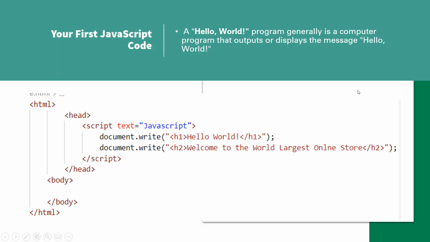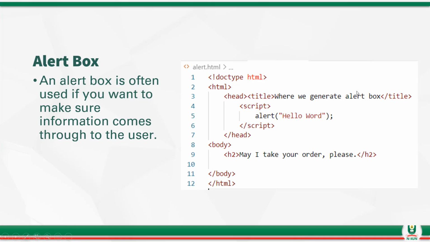So now let's try something more interesting. Let's work with the alert box. Now, an alert box is often used if you want to make sure that information comes to the attention of the user. You want to draw the student or the user's attention to a particular piece of information. You use an alert box, and this is a simple code that you can use to do that.